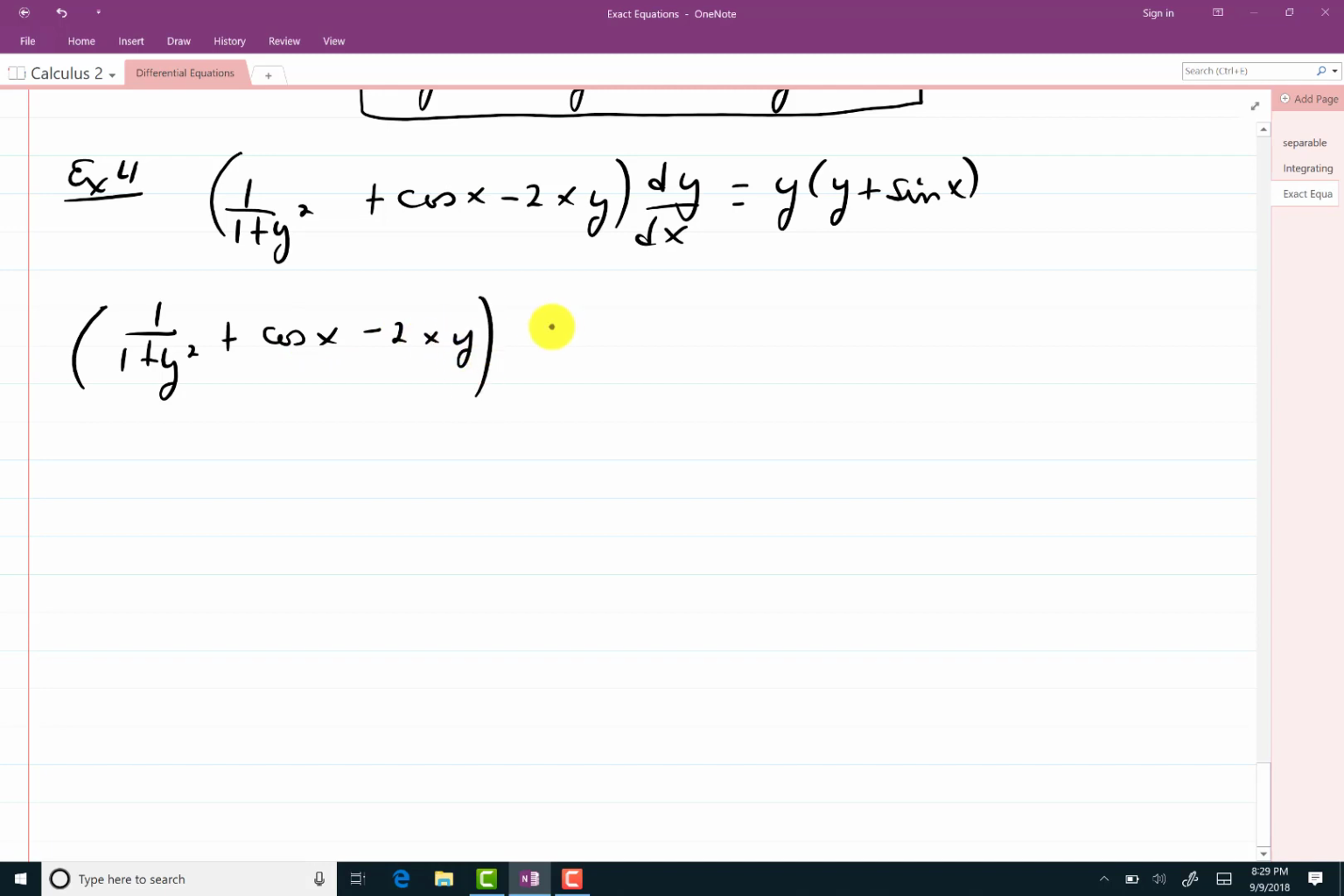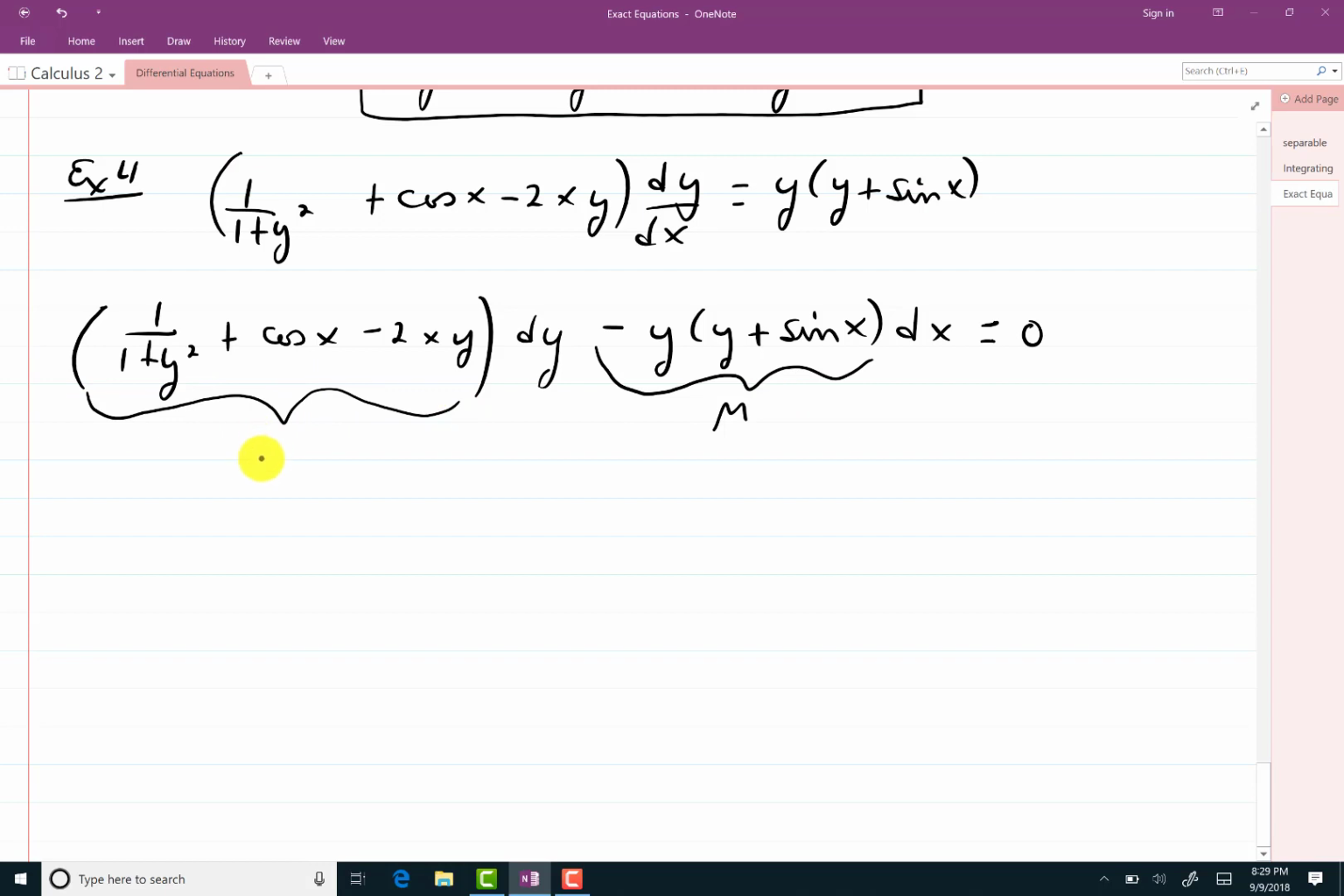So that'd be dy. Now when I multiply by dx, I'm really supposed to bring everything to one side and have it set equal to 0. So it's going to look like minus y times y plus a sine of x dx. And that's equal to 0. So this portion, including the negative, this piece right here is my m. So let me go ahead and put that. And all of this stuff, of course, will be my n.